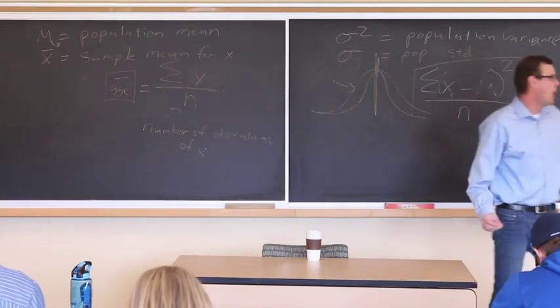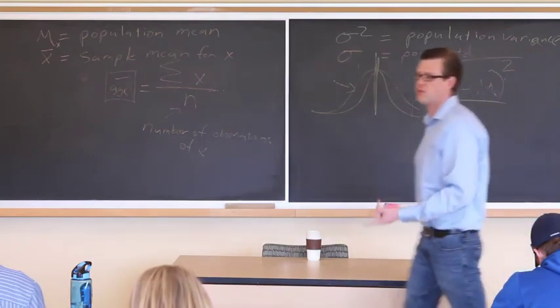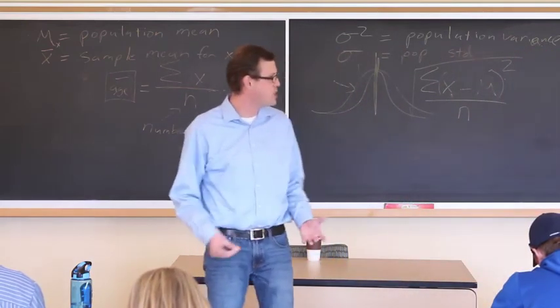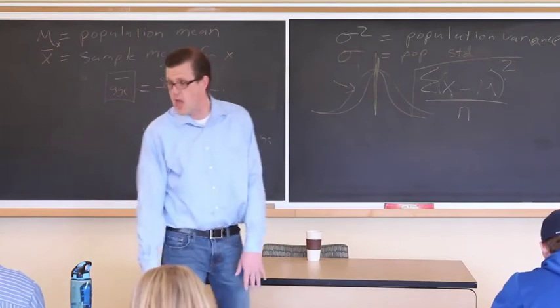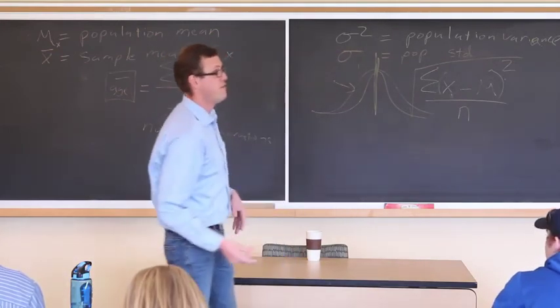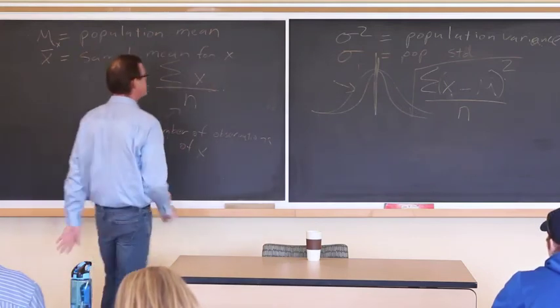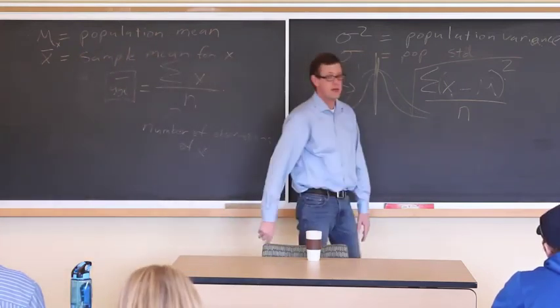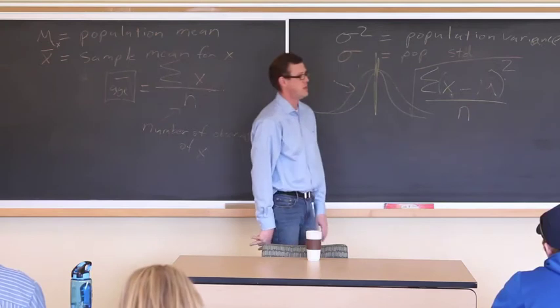And in R, it's really easy to do. SD is standard deviation. VAR is variance. You can even do SQRT, which means square root of VAR, and verify that that is the standard deviation. So this is it. That's the standard deviation.